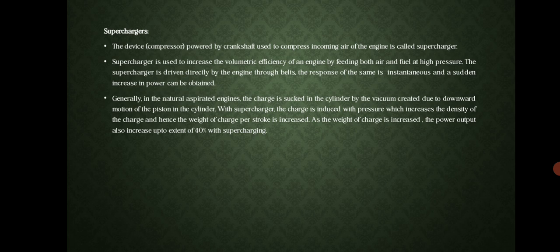Generally, in a naturally aspirated engine, the charge is sucked into the cylinder by the vacuum created by the downward motion of the piston in the cylinder. With a supercharger, the charge is induced with pressure, which increases the density of the charge, and hence the weight of charge per stroke is increased. As the weight of the charge increases, the power output also increases, up to an extent of 40% with supercharging.